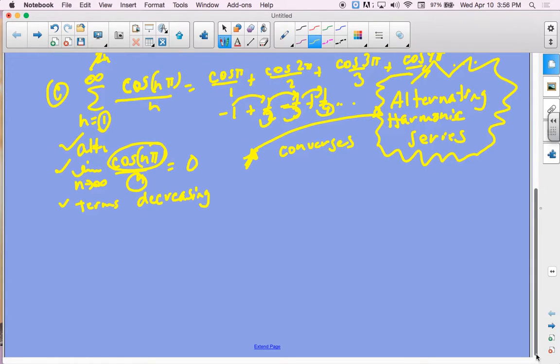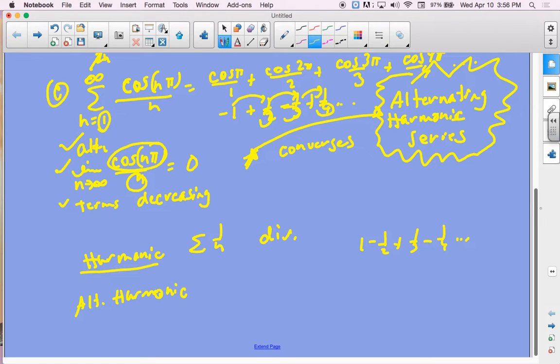So big deal. The harmonic series, due to the p-test, diverges, but the alternating harmonic series, if you had some time, you could even add it up on your calculator, 1 minus 1/2 plus 1/3 minus 1/4 to like 100 or 1,000 terms, and it converges. The alternating harmonic series converges.